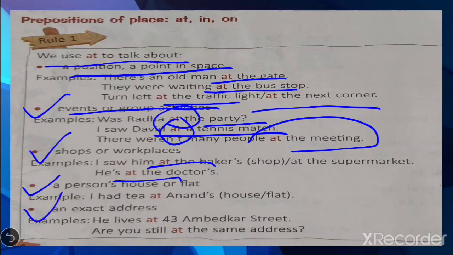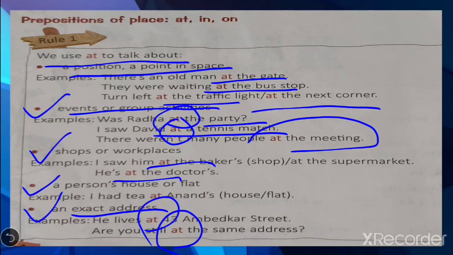Number 5, an exact address. For example, he lives at 43 Ambedkar Street. If you know the perfect address of a particular person, at that time you have to use at. Here is written the word exact address. Are you still at the same address? Means before you were living at that particular address, the same address, are you living there? So here you know, because before also you were living there and might be now or not. So for that also we have to use at.